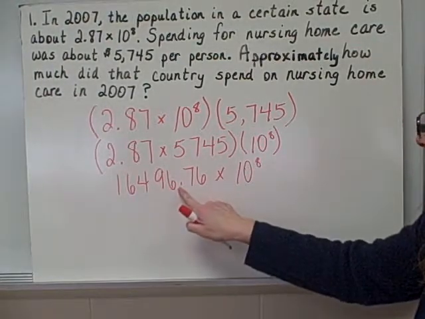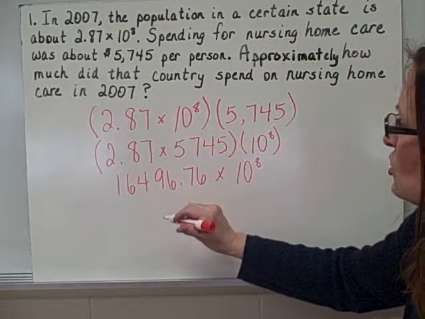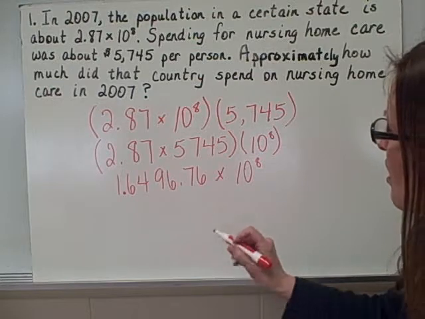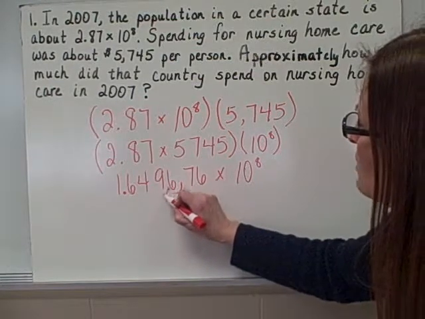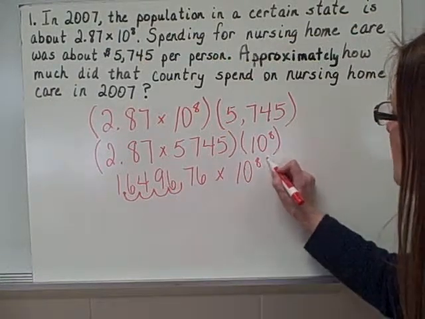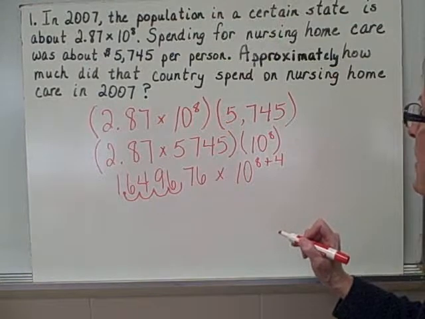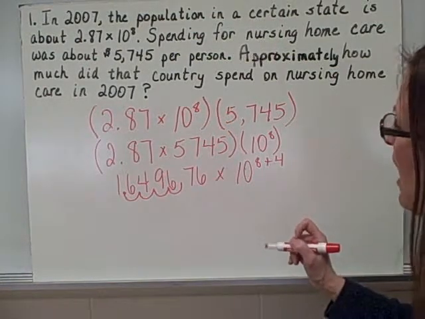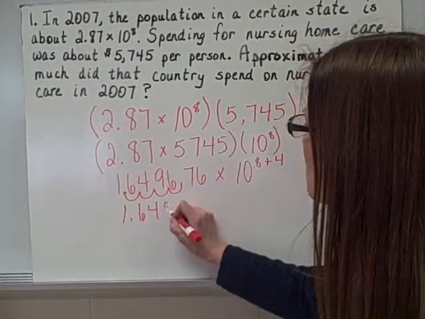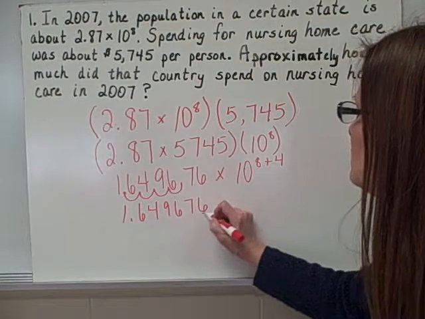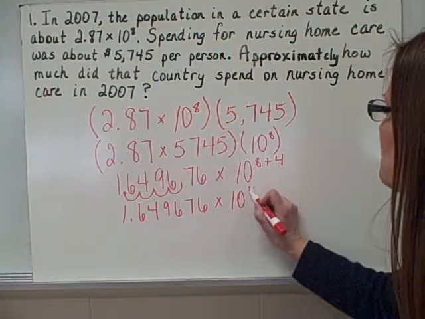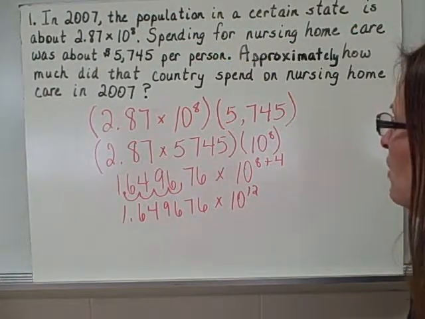We have a problem with our decimal here. In scientific notation, the decimal always belongs behind the first digit. So this answer is not correct yet. I need to move my decimal 1, 2, 3, 4 places to the right. I am adding decimal places, so I am also going to add those 4 places to my power. So I have 1.649676 times 10 to the 8 plus 4, which gives me the new exponent of 12.